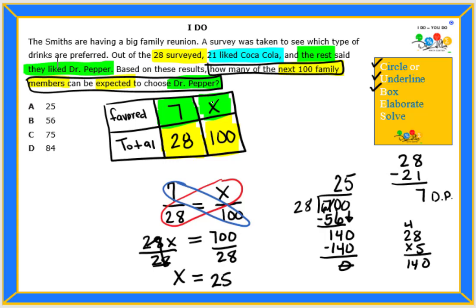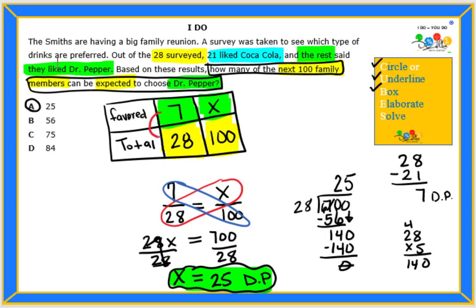Green is for Dr. Pepper. So 25 out of the 100 would like Dr. Pepper. That is our prediction. So I would choose 25. Now I would like to talk about the relationships we have from here.